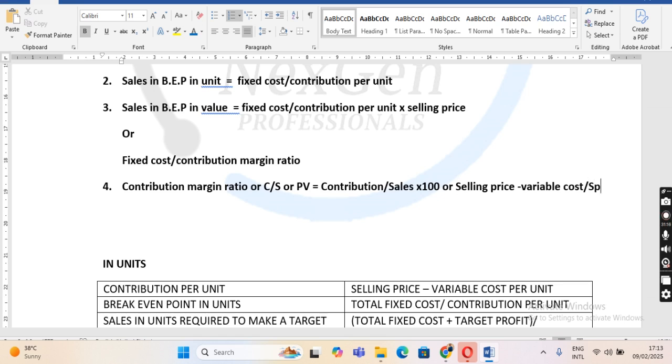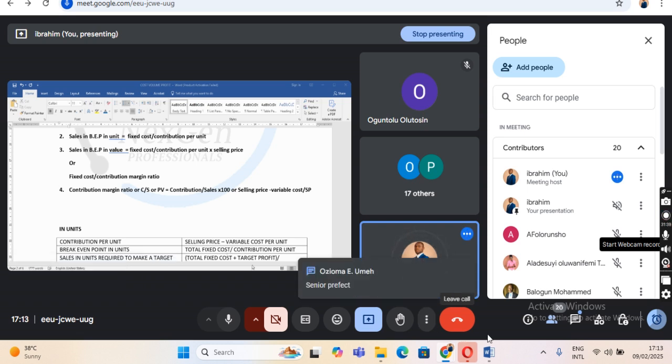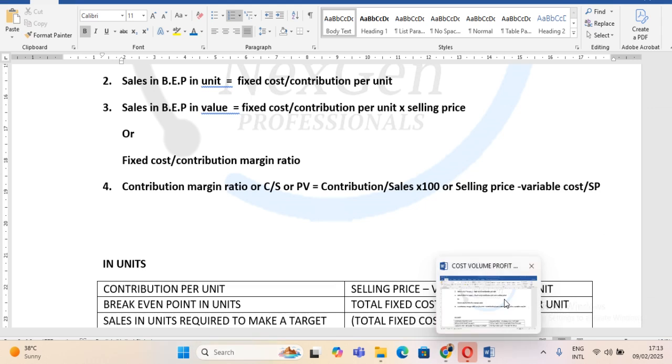I didn't tell you to go and write SP in the example. It is selling price, not SPO. Let me say it again. It is selling price. Selling price minus what? Minus your variable cost per unit, right?